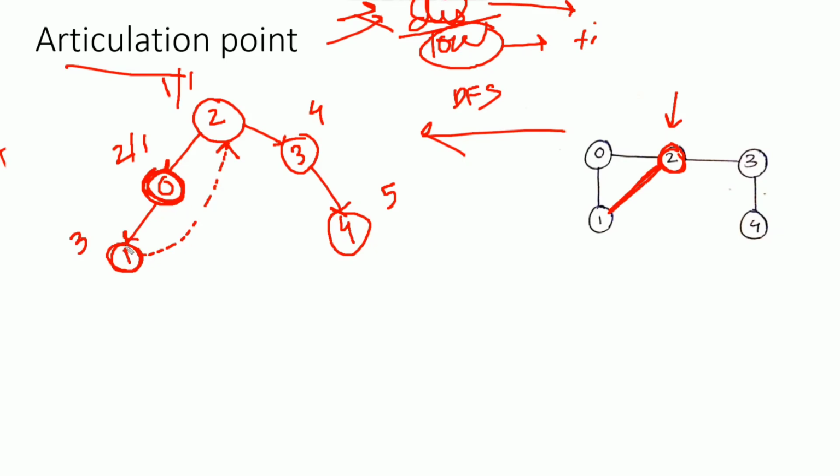Okay. Now consider this vertex 1. Now the lowest discovery time reachable for this vertex 1 will be what? It will be vertex 2, and the discovery time of vertex 2 is 1. So the low time of vertex 1 will be 1. Now if we see this vertex 3, the low time for vertex 3 will be what? The low time of vertex 3 will be 4 only. Its own discovery time, because from vertex 3 we can reach itself.